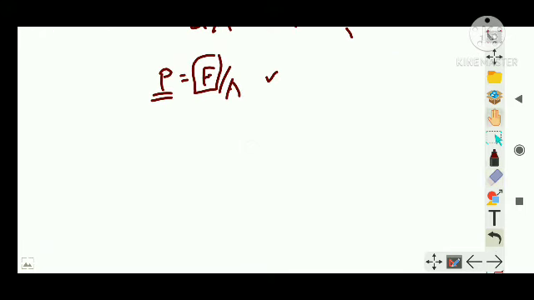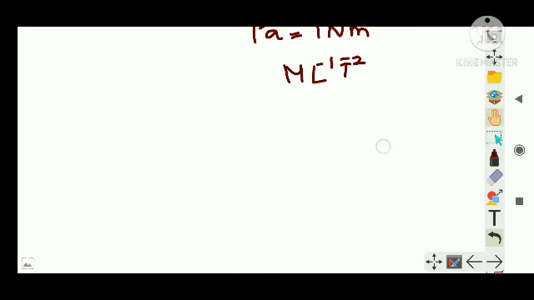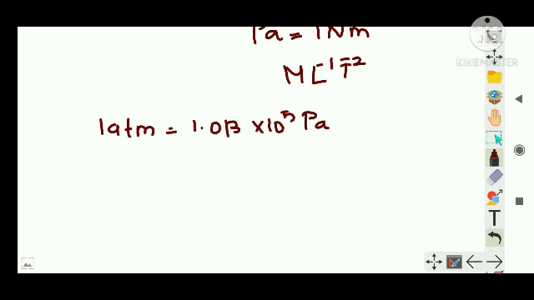What is the unit of pressure? You would have learned the unit of pressure is Pascal, or 1 Newton per meter square. And what is its dimensional formula? ML^-1 T^-2. And you would have heard about other units of pressure, that is atmospheric pressure at sea level. 1 atmospheric pressure is equal to 1.013 × 10^5 Pascal.